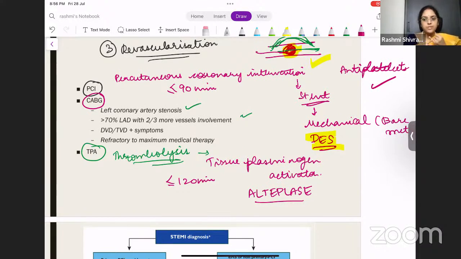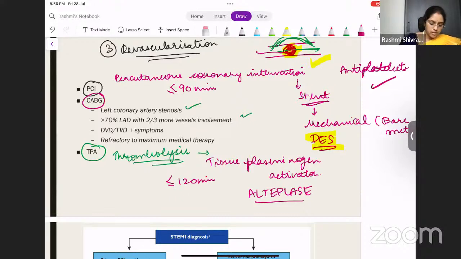So the best is percutaneous coronary intervention. If it is a very severe disease and refractory to maximum medical therapy, then you put the patient for CABG, coronary artery bypass grafting, or you can thrombolyze the patient. Thrombolysis within 120 minutes. Always, PCI is definitely more preferred than thrombolysis.